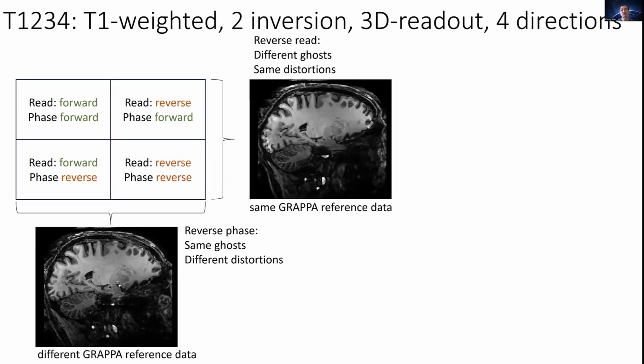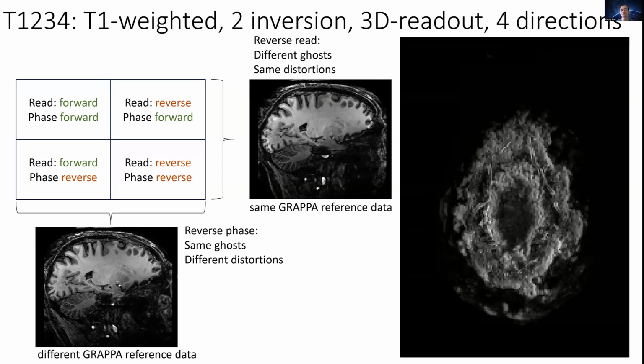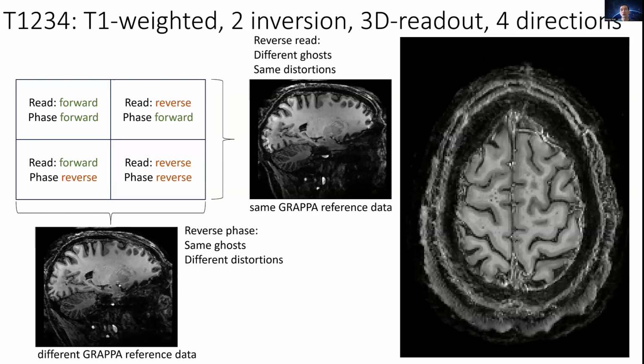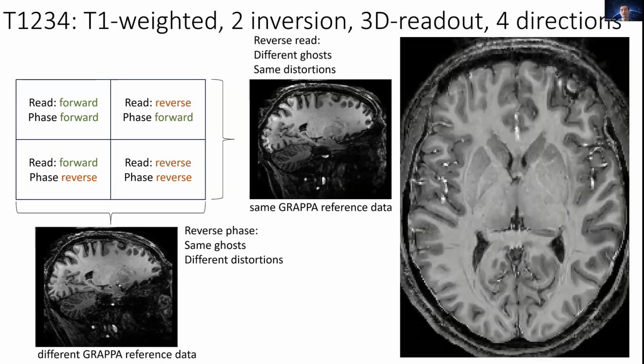We aim to take control of both artifacts with the proposed protocol that we call T1234: a T1-weighted scan with 2 inversion times, a 3D EPI, and 4 spatial encoding directions, alternating both the phase and the readout polarity. Combining all 4 of these complex-valued images gives us a whole brain image without fuzzy ripples and with adjustable distortions.